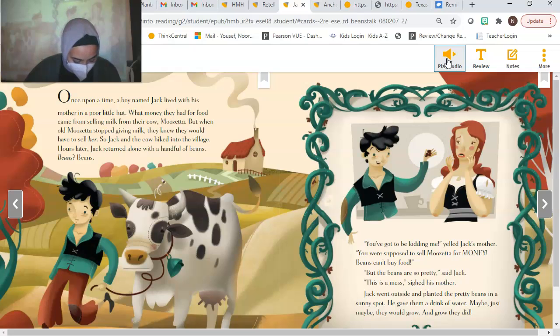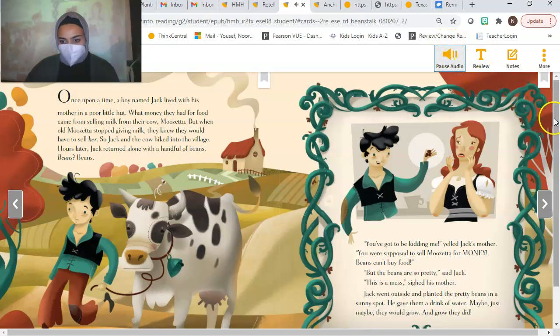What happened next? Why might this event be important? Why is this an important part of the story? Use your prior knowledge based off what you know about the story. Why is that important? Because what, Renaya? Good. It tells us how he got the beans to begin with, which will lead us to why the beans are important, right? Okay, so let's keep reading.